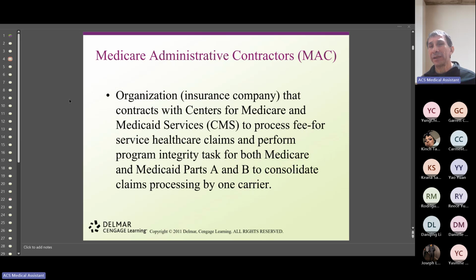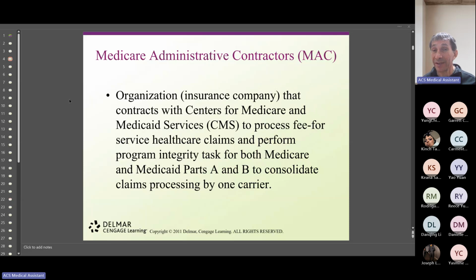Let's talk about Medicare administrative contractors. Think about the word contractors. What's a contractor? Someone who has some type of specialty and knows how to do certain things or certain jobs, and you're going to contract with them. So Medicare administrative contractors are insurance companies or organizations that contract with Medicare, but particularly with the Centers for Medicare and Medicaid Services, CMS.